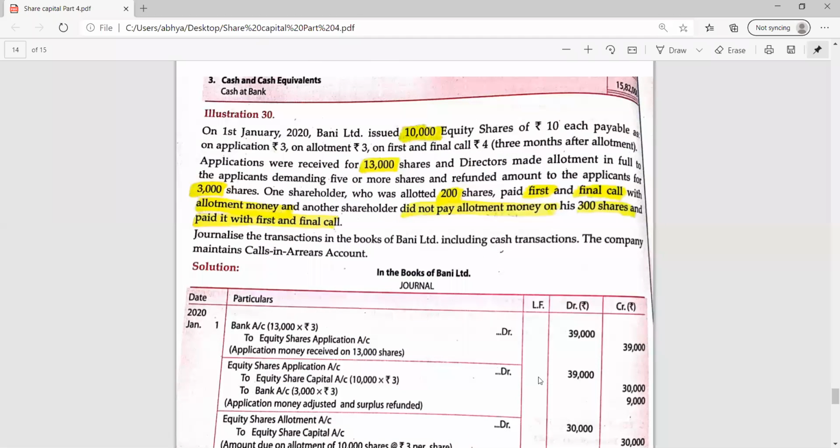Equity share capital will be credited with 10,000 into 3, 30,000. Now 3,000 shares are refunded, so 3,000 into 3, 9,000. Afterwards you have to check whether the total of the debit side is equal to the total of the credit side. Whenever you are doing a combined entry, you have to check this. So 39,000, 39,000. I think these 2 entries must be right for all the students.